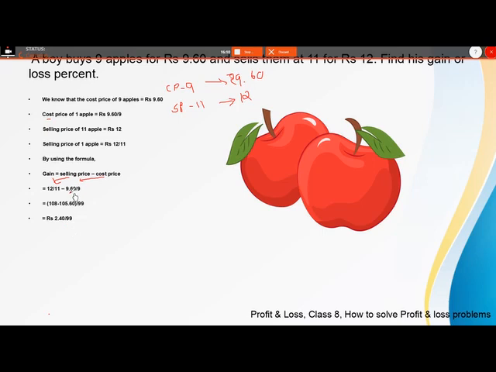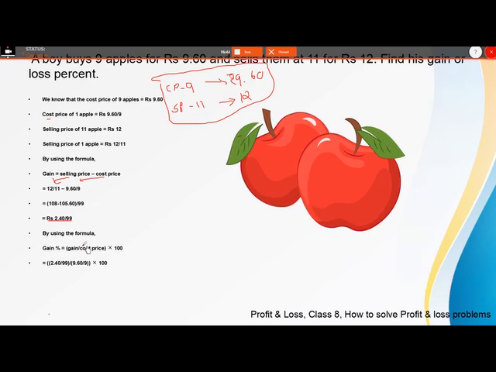I hope you got what we did. This is the thing in the question. To understand the question, keep reading this: 9 apples he bought for 9.6 rupees and 11 apples he sold for 12 rupees. So by using the formula, gain percent is equal to gain. Now we are finding the gain percent. So we found the gain, which is 2.40 upon 99. So gain percent is gain upon cost price multiplied by 100.